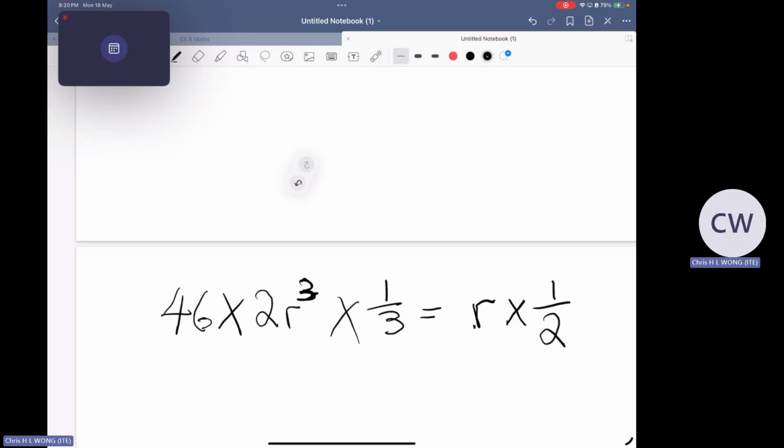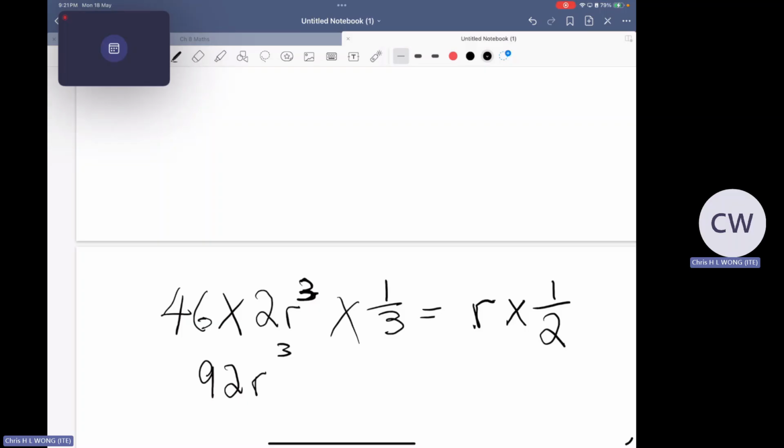No plus, no minus is easier, okay? It's easier. With the plus and the minus, a bit more difficult. So if you look at this, you must put the R together, right? You tell yourself, your R must be on one side, the rest on the other side. Since they are all times, I will just times them together. So I will do this: 46 times 2R cubed. I will take 46 times 2 first. I will get 92.